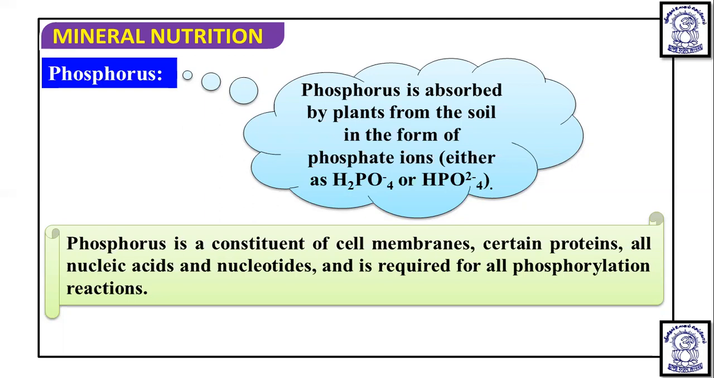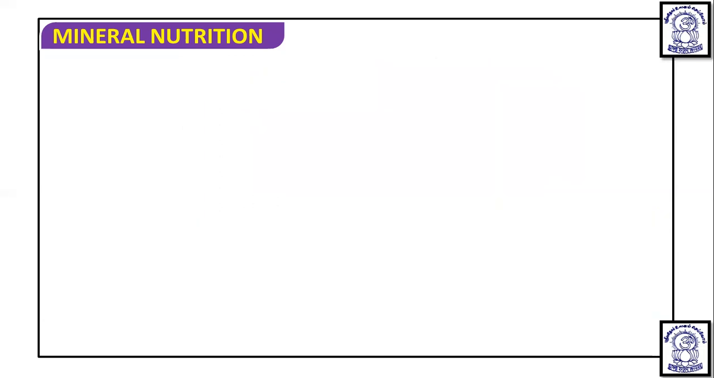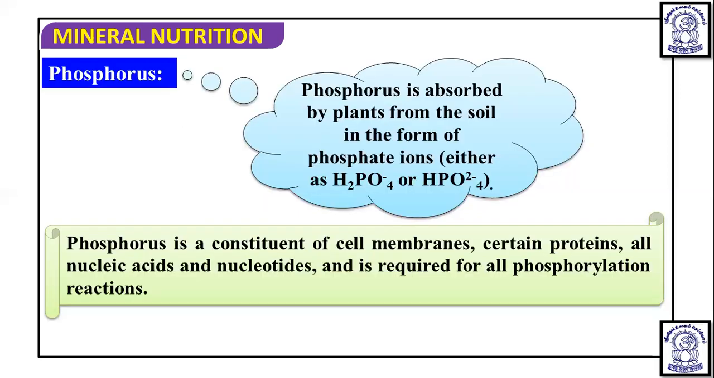Along with this, there are certain proteins in which phosphorus is also found. All nucleic acids like DNA and RNA have phosphodiester bonds, where the phosphate is there between the nucleotides, and the nucleotides also have a phosphoric acid along with the nucleoside. It is also required in all phosphorylation reactions, meaning in ATP formation also. So this is the phosphorus which is involved everywhere.